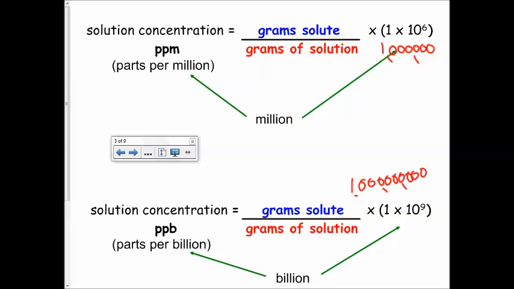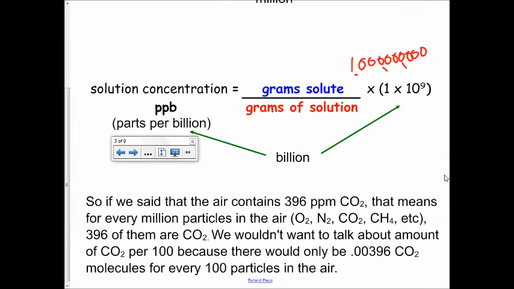We have to multiply by 1 billion. So please note those numbers are the same. And the reason that we do this is if we say that the air contains 396 parts per million of CO2, that means for every million particles that are in the air, whether it's nitrogen or oxygen or methane or whatever, 396 of them are CO2.